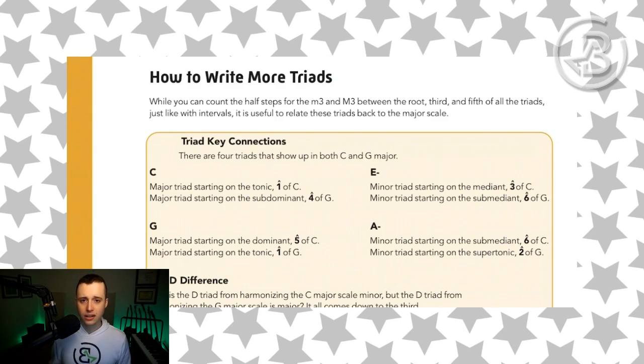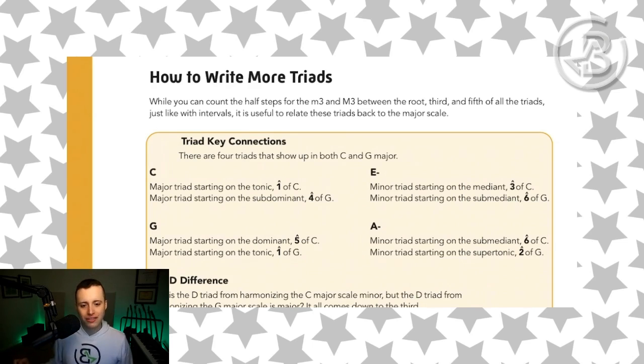In this lesson, your mind will be blown by thinking about some cosmic connections, some cosmic chord connections between different harmonized scales. Buckle in and let's do this. So, there are 4 chords that we can find both in a harmonized C major scale and in a harmonized G major scale. Check this out.